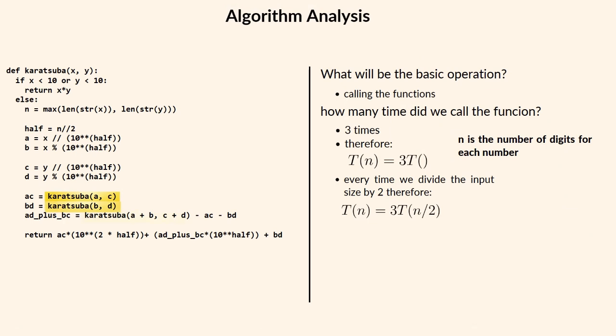Now, let's do the analysis. What is the basic operation? The basic operation is calling the functions, and since we are calling Karatsuba 3 times, T of n will be equal to 3T. And since n is the number of digits for each number, and we are dividing each number into 2 sections, the final recurrence will be T of n equals 3T of n over 2. For calculating the result of this expression, we can put positive 2 or positive 3 or even theta of n. It won't matter in the final analysis.